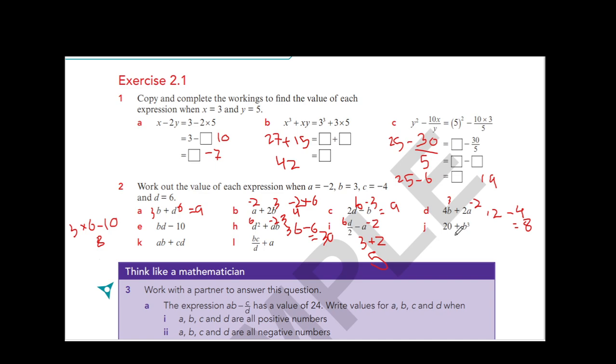Okay, part G. 20 plus b cube. The value of b is 3 and the cube of 3 is 27. So 20 plus 27 will be 47.